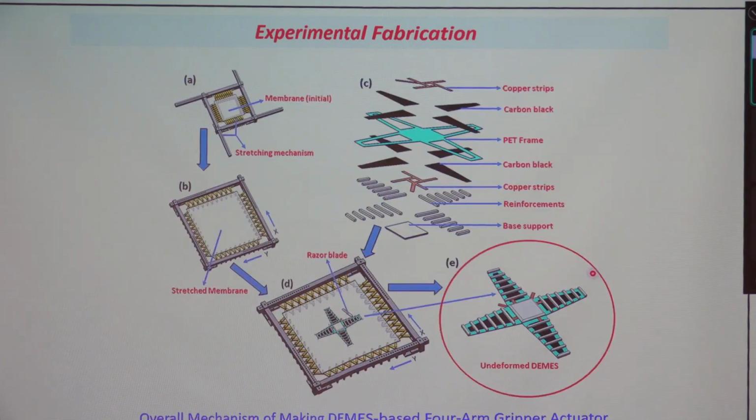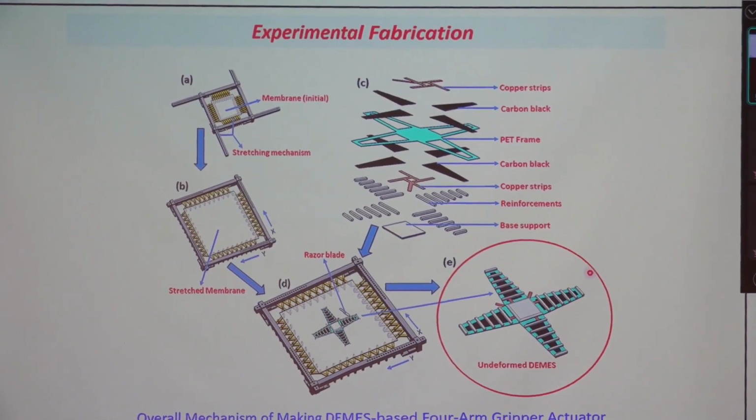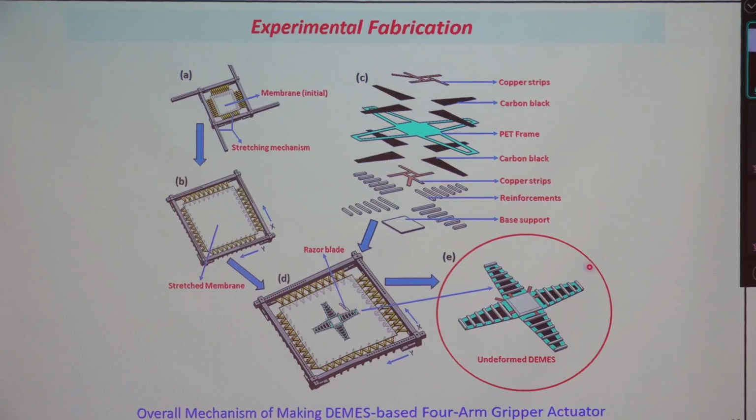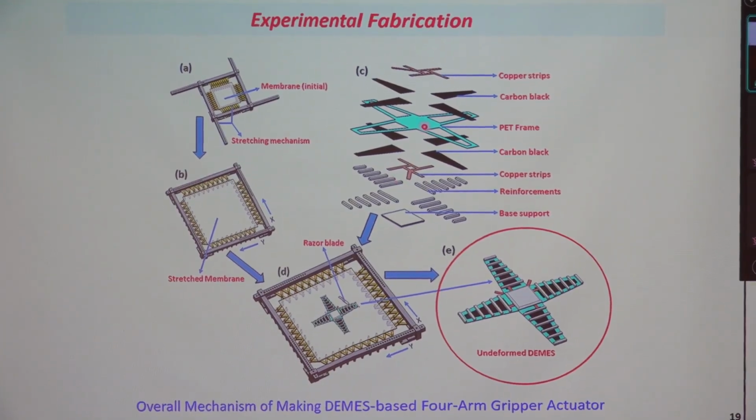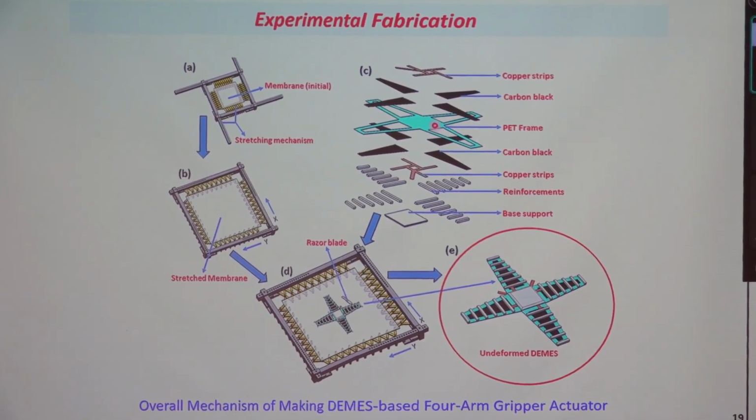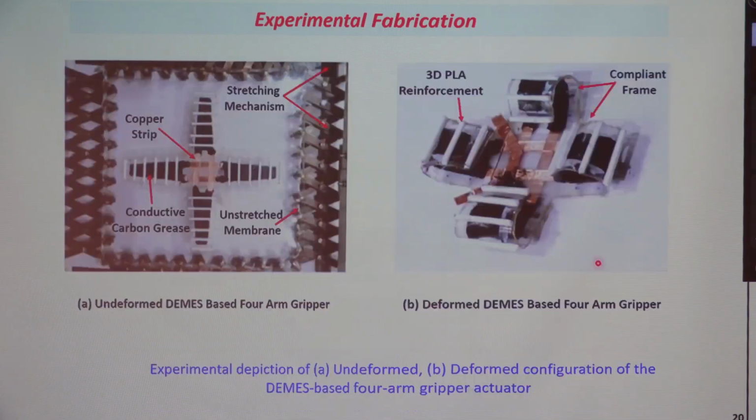So again, for the stretching mechanism, the approach will be the same as that of the bending actuator. We now have the frame that will have the shape of the gripper itself. We put it together step by step as we have done in the bending actuator. So this is the actual stretching mechanism we are working on with the four-arm gripper.